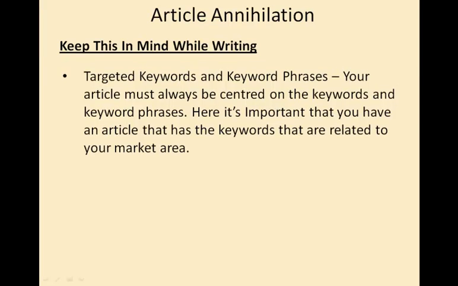Now just a few things that you want to keep in mind while writing your articles. So targeted keywords and keyword phrases, you want to include those. Your article must always be centered on the keywords and keyword phrases. So here it's important that you have an article that has the keywords that are related to your market area. What you want to do is just quickly head over to Google AdWords and just check out the keywords that relate to your particular keyword that you're using in your article, or even the Google Wonder Wheel. So that's on the more options menu in Google when you just type in your keyword in a normal search, and what you'll find there is related keywords.